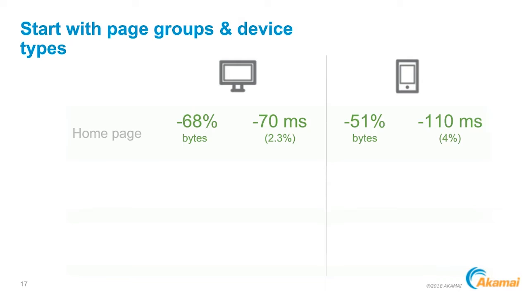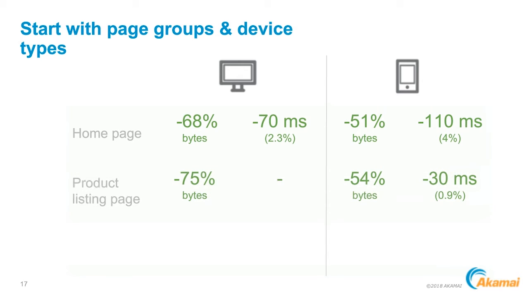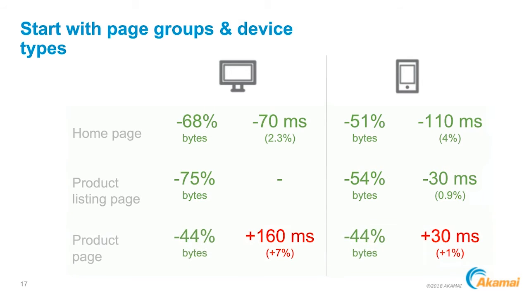If we go down to the product listing page, again, we see massive byte savings here, 75% on desktop, but strangely now we see absolutely no change in performance. On mobile, slightly different story, but the difference in performance is small. If we go to the product page, we see some pretty good byte savings, but now we see no performance change at all. If anything, things may have got worse.